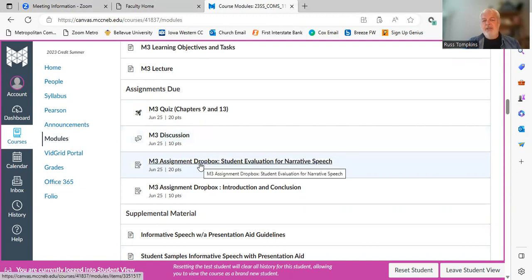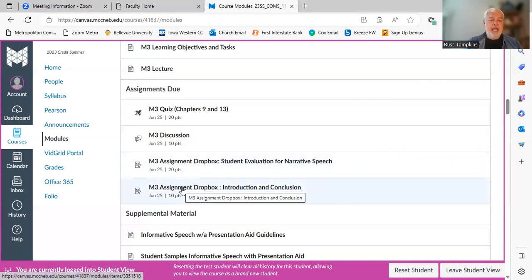Here is an evaluation. You need to click on that and do an evaluation of yourself, of your own speech. What were your strengths and weaknesses? What did you think you did well? What are some things you could improve on? That is what you need to do for that evaluation. It's a completion assignment, meaning you complete the assignment, you get all the points. So it's important that you complete that by the end of the week, by Sunday at midnight.